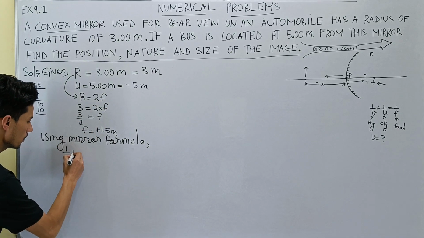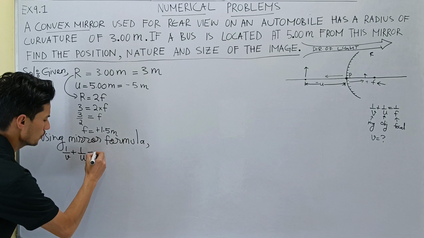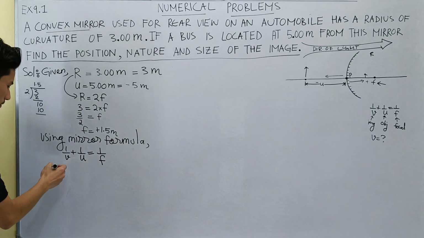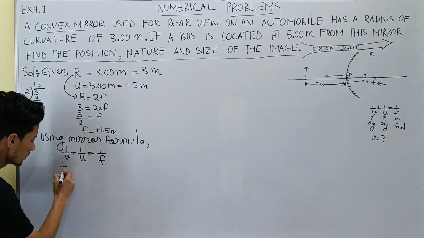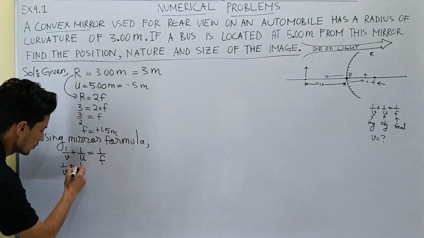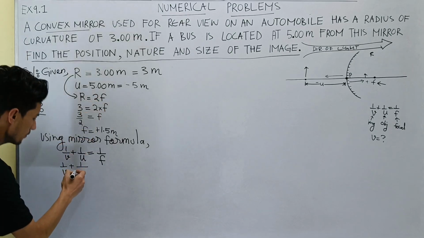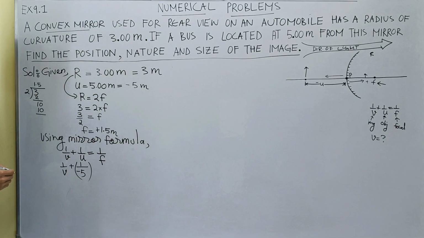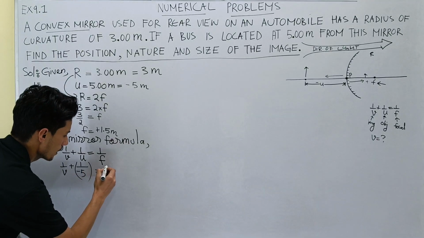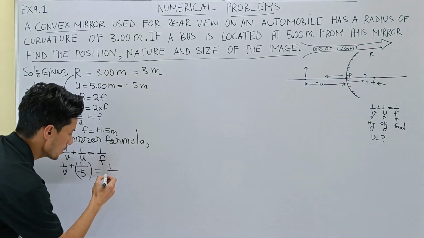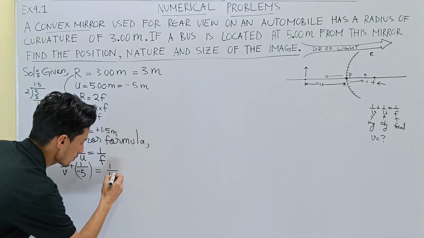1 by v plus 1 by u is equal to 1 by f. So 1 by v, we don't know this value. We are actually finding this value, plus, then let's fill up the value. So u value is -5, so -5. Plus and minus cannot be together, so let's put them inside the bracket, equal to 1 by f. F value is how much? F value is plus 1.5. We don't write plus, so it's just 1.5.